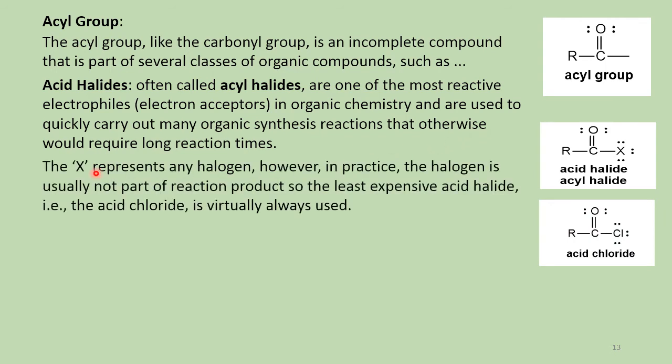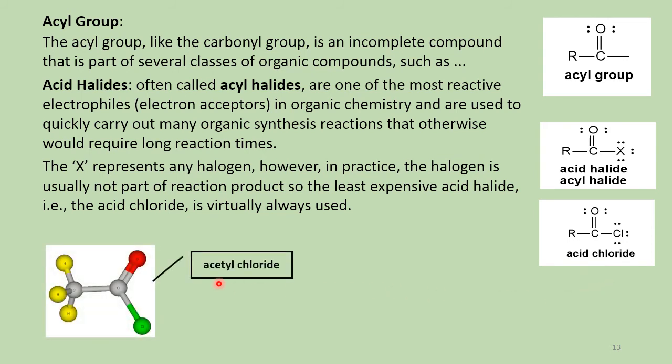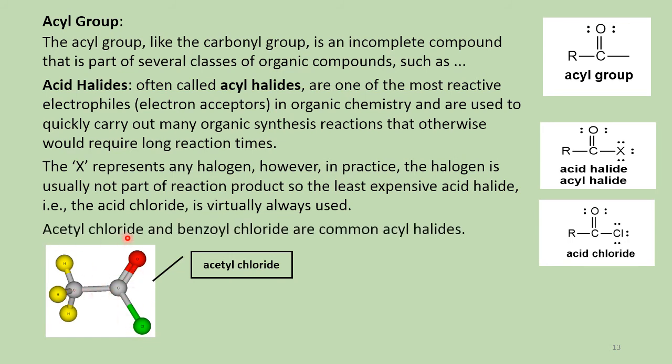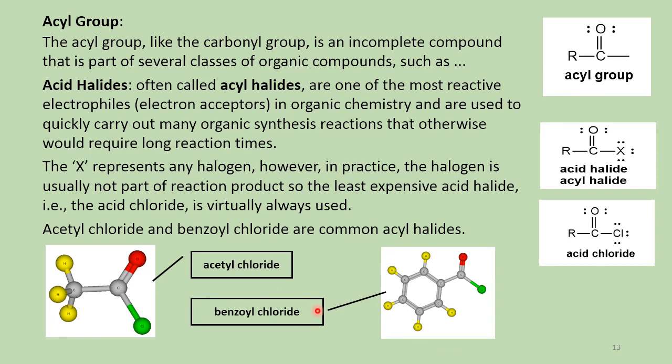Now, the X in the acid halide represents any halogen. However, in practice, the halogen is usually not part of the reaction product, and so the least expensive acid halide, that would be the acid chloride, is almost always used. And here's the structure of an acid chloride, R-carbonyl-Cl. Acetyl chloride, CH3 carbonyl-Cl, and benzoyl chloride, C6H5 COCl, are two common acyl halides.